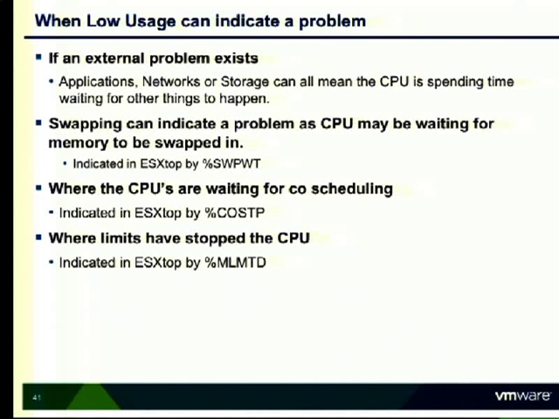And, of course, we may have set limits. Those other machines that we've set up in here are all waiting for CPU because we've set limits on them. And we can see that. If we set a limit, we can see that it's actually stopped by a limit from an ESX Top indicator, the percentage limited.